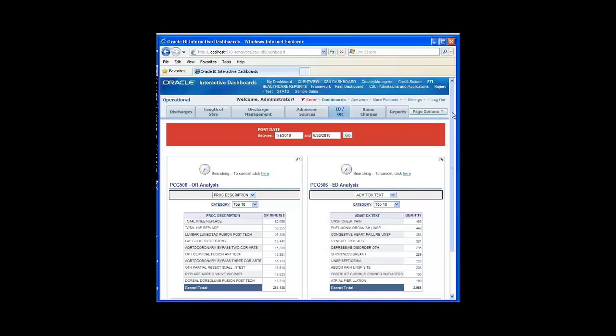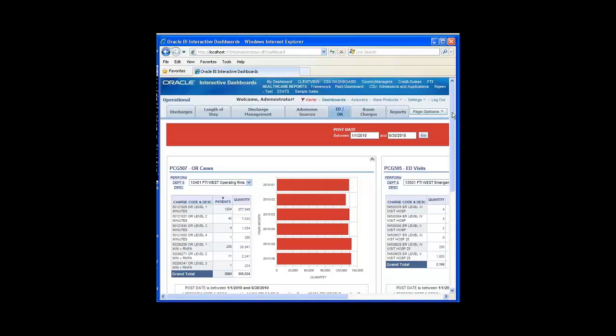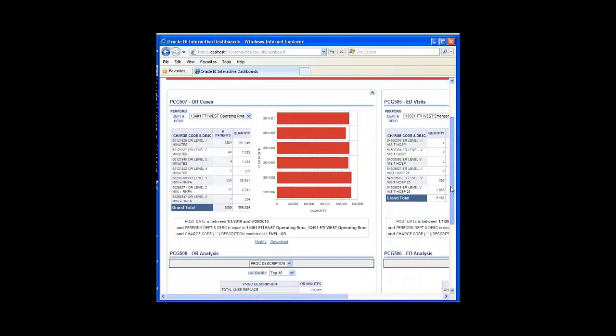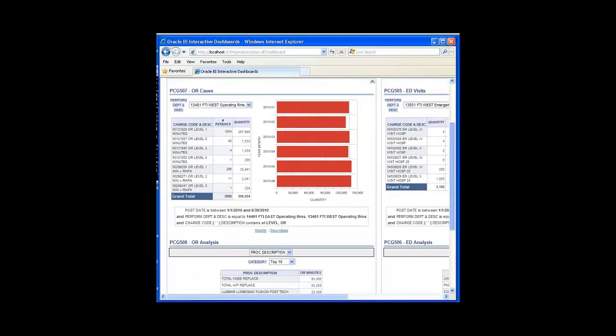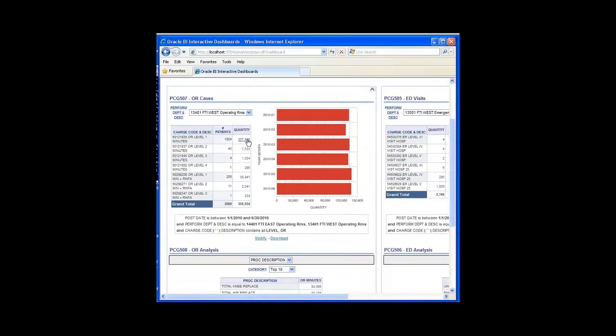Now I'm going to jump to the ED and OR page. So I mentioned earlier we're capturing activity at the charge level. This information on the left-hand side is looking at OR level cases from my charge detail, and it's trending it by month. So I can see the segmentation by level visit in my operating room by month. So it's a good way to track volume, essentially, of OR cases by looking at the level, the number of patients and their respective level minutes.